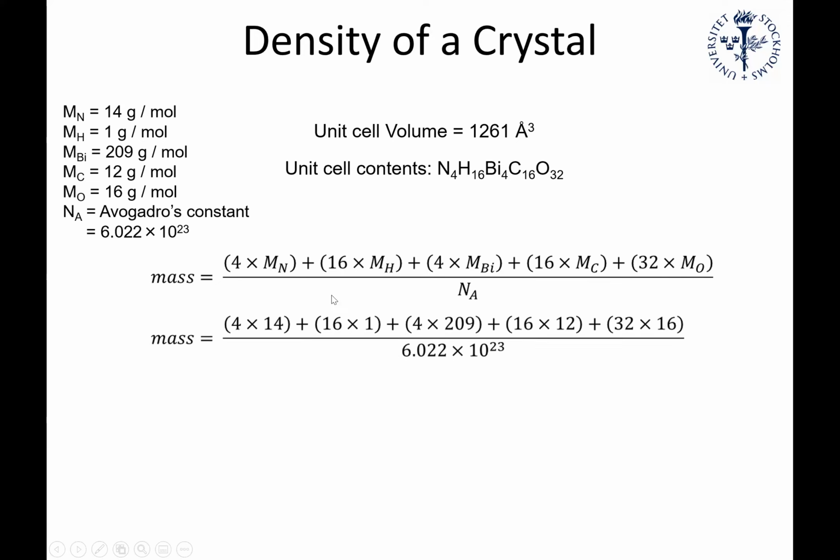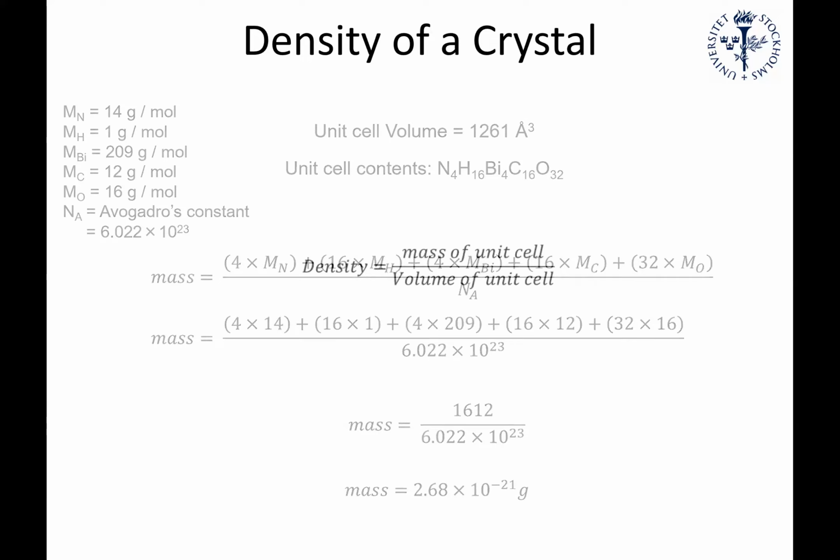These are just the numbers based on this complex here. So say 4 nitrogen, 16 hydrogen, 4 bismuth. Bismuth is quite a heavy element. 16 carbon and 32 oxygen divided by Avogadro's number. So we end up with a mass that's extremely small. This is in units of grams. So just a few atoms is very, very small amounts in units of grams.